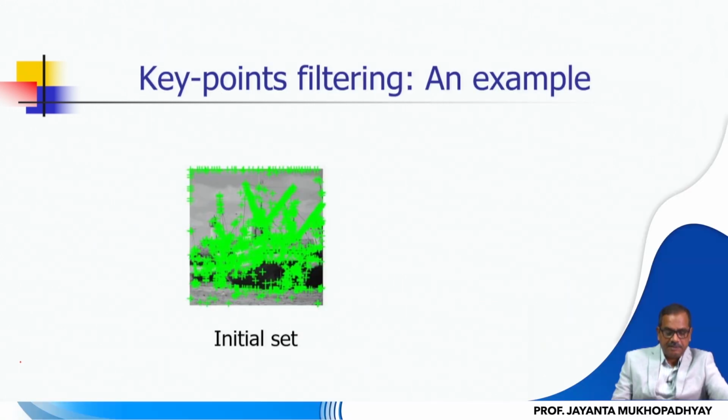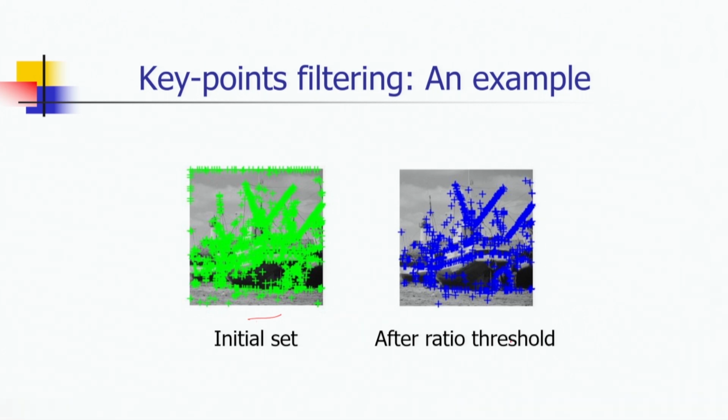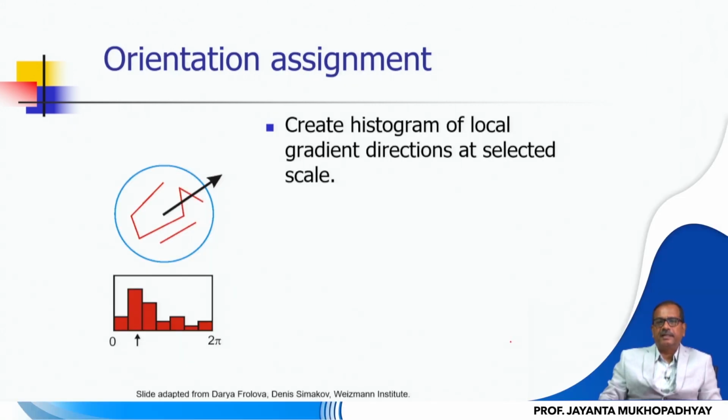So, just an example, say this is the initial set as I have shown in the previous example. This is my initial set of points, and if I apply this ratio threshold, which is based on this curvature test, we can reduce a significant number of points. So, we can consider good robust key points, their position and scale.